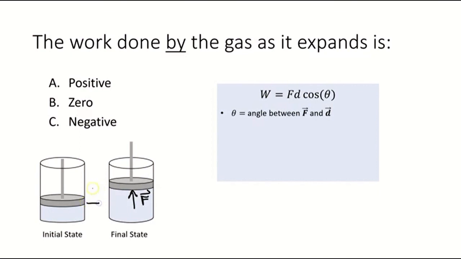Then we can also think about the resulting displacement due to that force exerted by the gas. Here that's going to be the displacement of the piston. So it starts at some initial position and then it raises up to some final position for the final state due to this expansion. And so I would say that the displacement here is a vector that also points up.